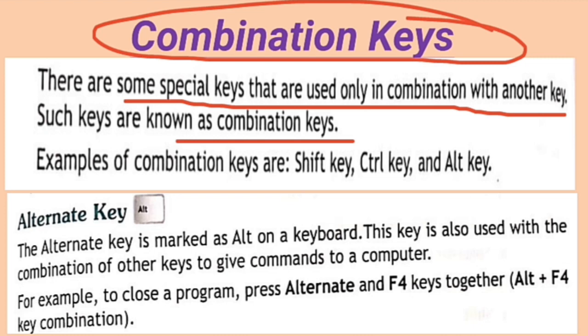Examples of combination keys, meaning the keys that are used with other keys, are shift key, control key and alt key. All these combination keys like shift key, control key and alt key are two in number. There are two shift keys, two control keys, and two alt keys on the keyboard.